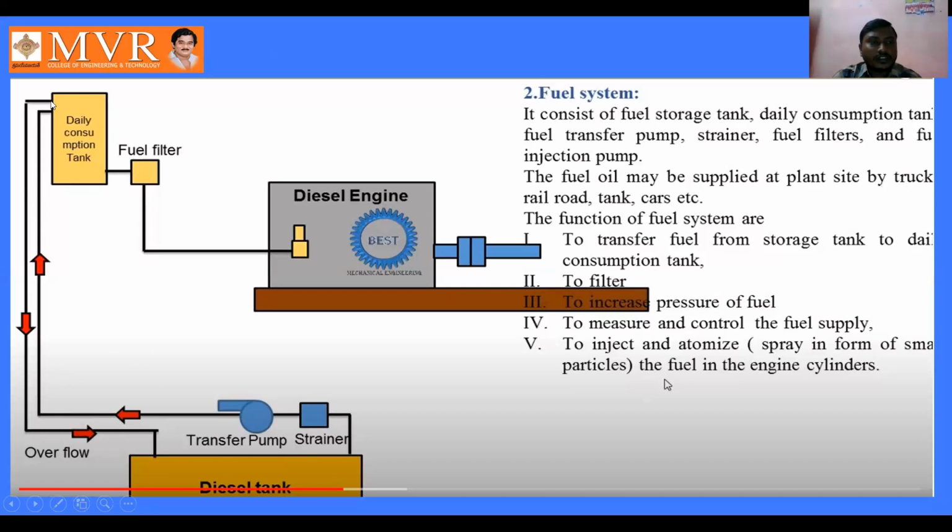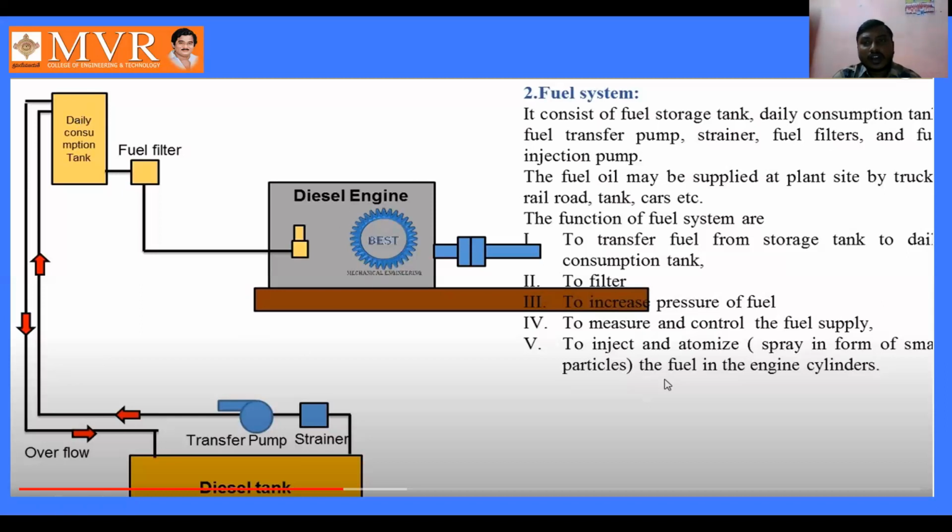The overflow of the diesel is going to be reversed again into the diesel tank, and the required diesel is going to be taken into the fuel filter, and after removing the mud particles, the fuel is going to enter the diesel engine by using this fuel injection pump. The fuel injection pump sprays the diesel into the cylinders of the diesel engine. This is about how the fuel system works.